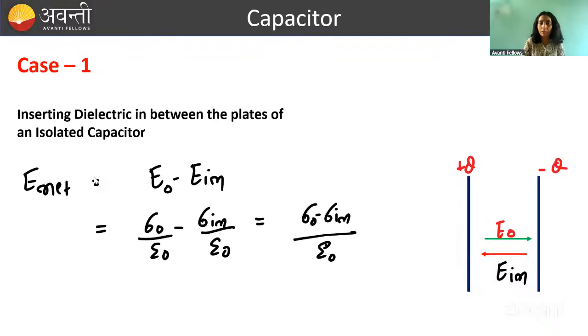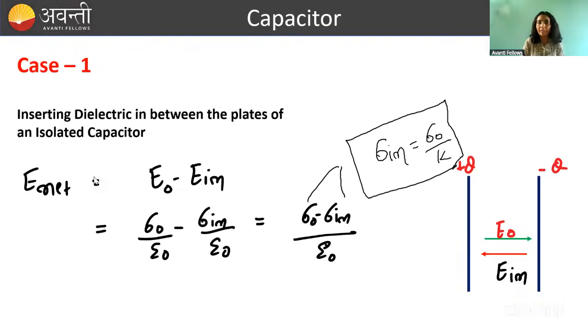Now we can put in values. We can calculate it like this: sigma naught minus sigma induced over epsilon naught. And how are sigma naught and sigma induced related? What do we write for sigma induced? This is sigma naught by K. This is an experimental thing. We can derive it, but that's not needed here; we just need to remember what sigma induced will be equal to. Sigma naught by K, where sigma naught is the charge density on the capacitor and K is the dielectric constant of the dielectric. Okay?